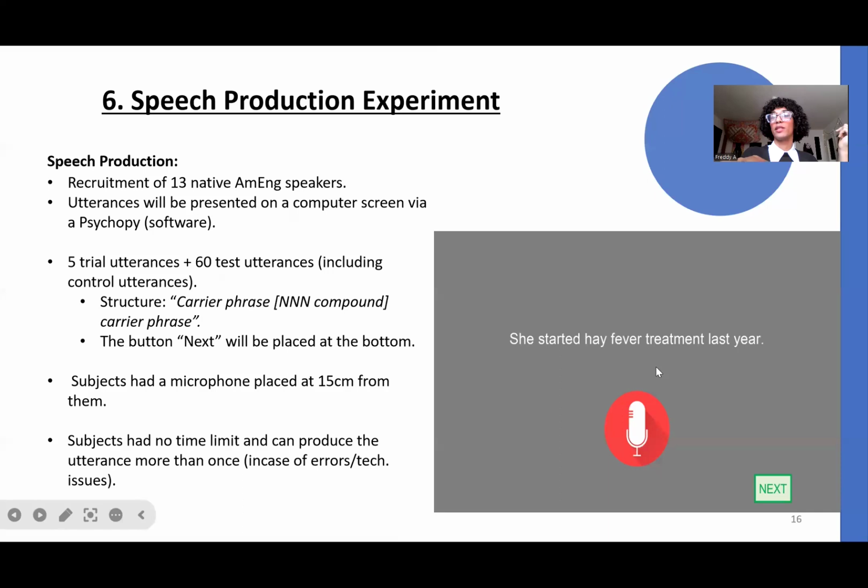You have a sentence presented on a computer screen using software, and the speakers just have to look at this and speak directly into a microphone. I presented 5 trial utterances and 60 utterances, including 30 control and 30 test utterances. The utterances had a carrier phrase, the compound in the middle, and another carrier phrase to control for the declination effect and other factors that could interfere with the pitch, intensity, and duration.